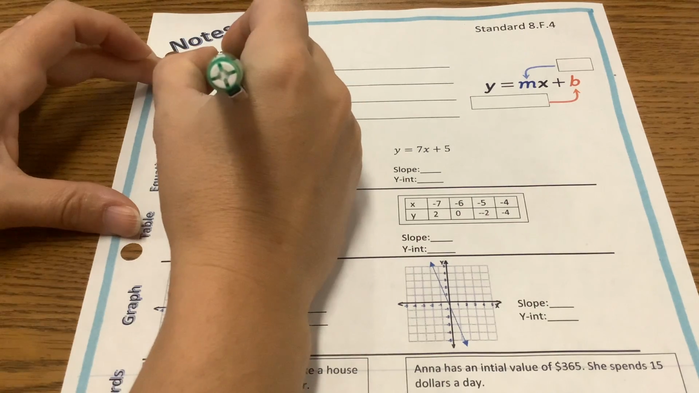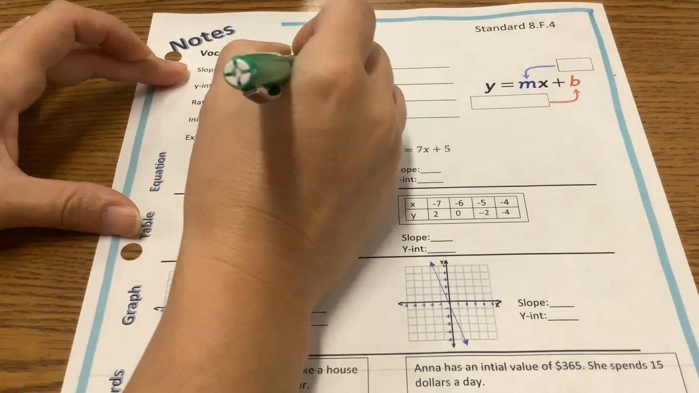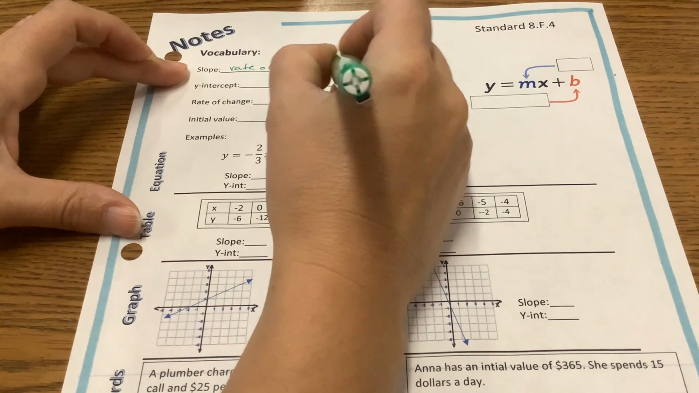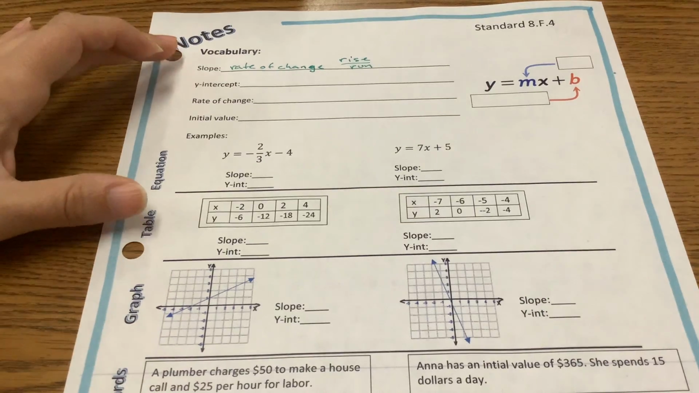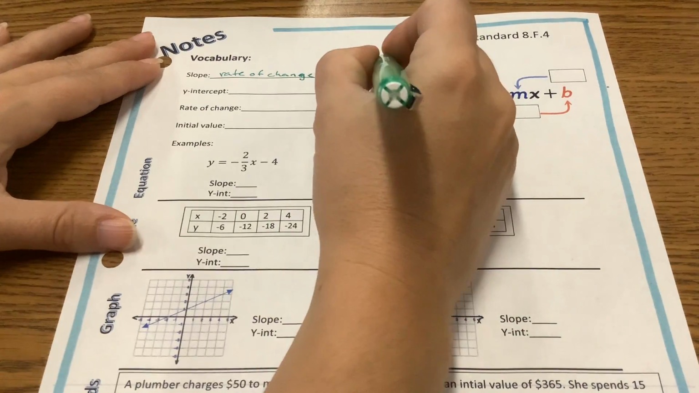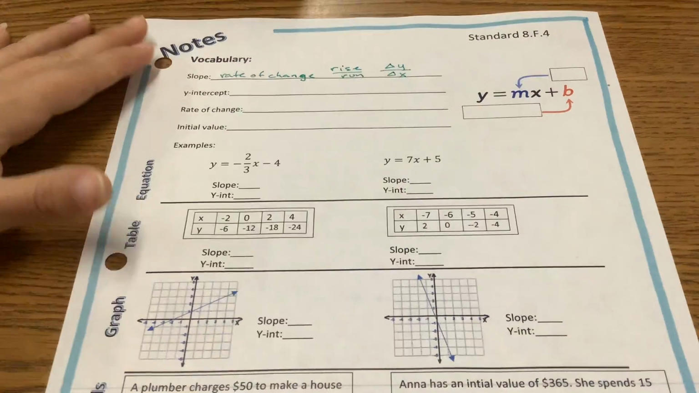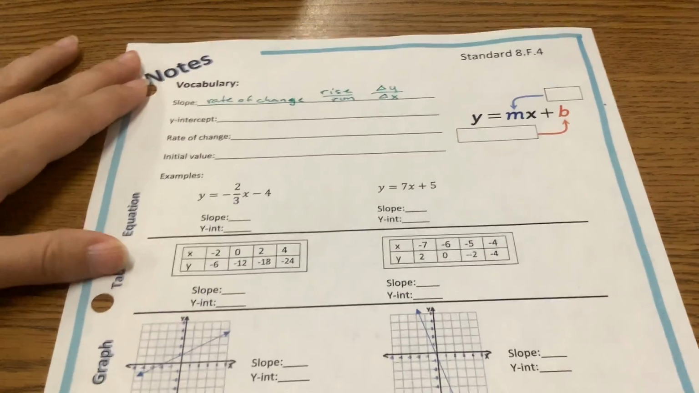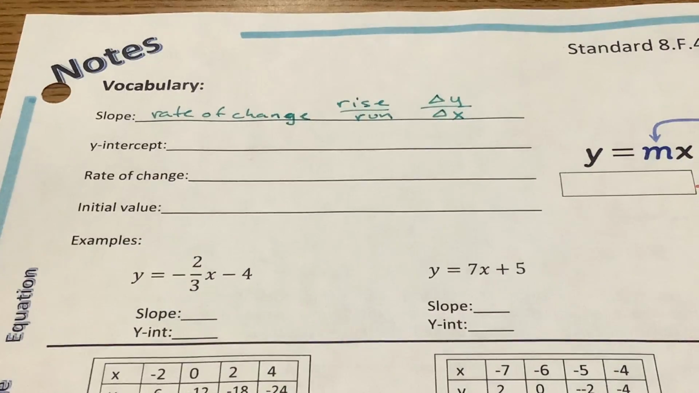Rate of change, which is the rise over run on a graph, right? But whenever we talk about ordered pairs, it's the change in the y over how the x is changing, right? So slope's no different. All right, and what about y-intercept?